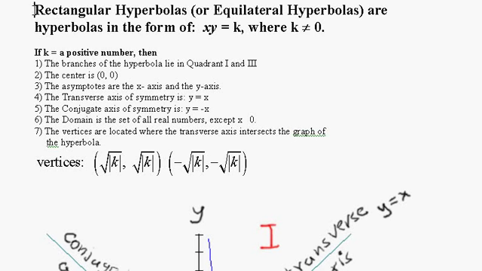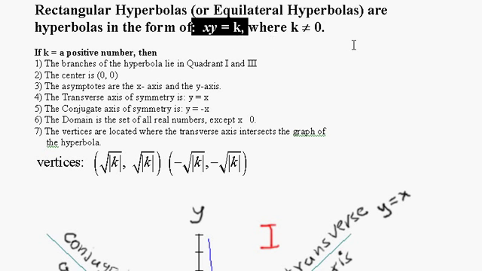The next thing on our list is to look at what's called rectangular hyperbolas. Sometimes we call them equilateral hyperbolas, depending on what book or teacher you're talking to. And the equation is completely different from anything we've seen in hyperbolas before. It's x times y equals k.